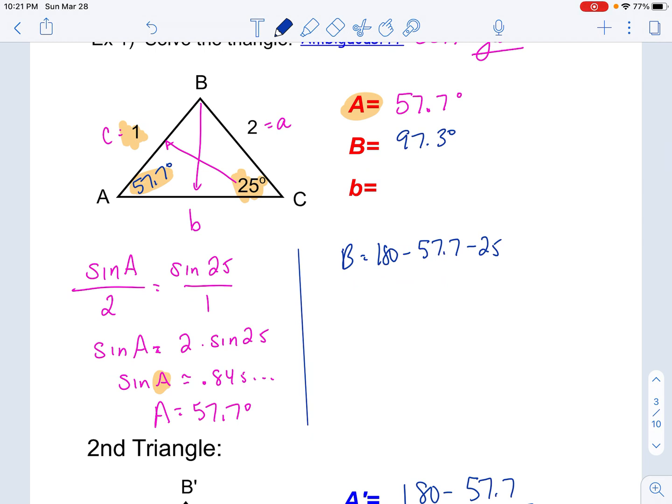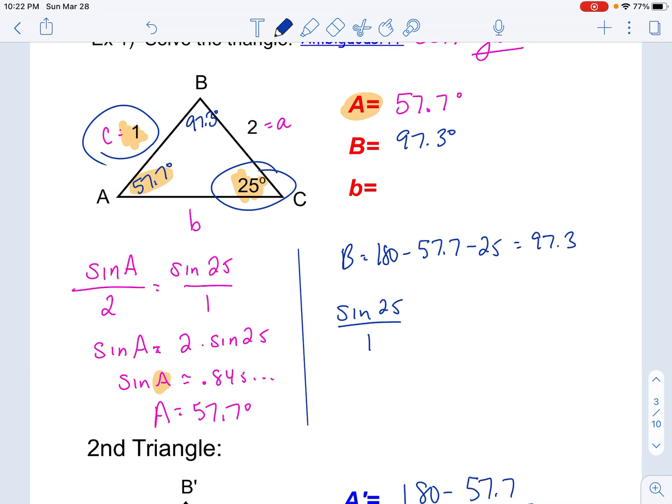Okay, now to find little b, since I know that this angle up here is 97.3 degrees, and remember, we did have that full fraction, now I'm just going to use law of sines again. And I'm going to do sine of 25 over 1. That was my full fraction. And then sine of B, which is sine of 97.3 over little b. Cross multiply. So that gives me b times sine of 25 equals sine of 97.3.